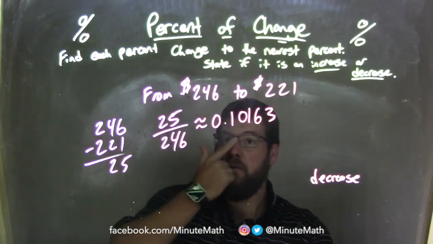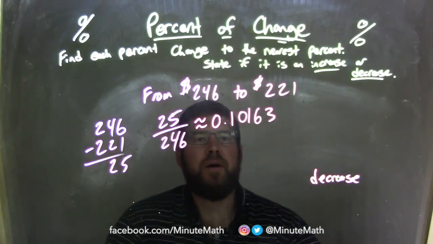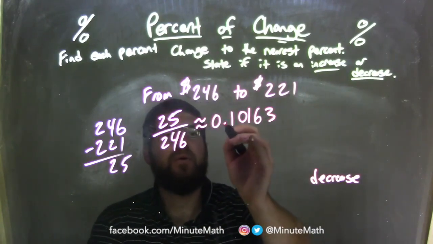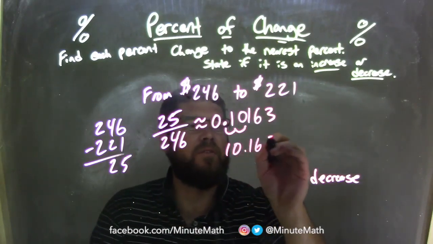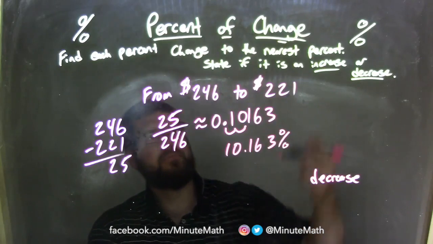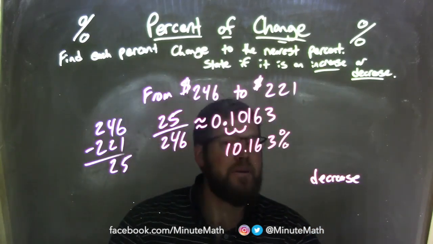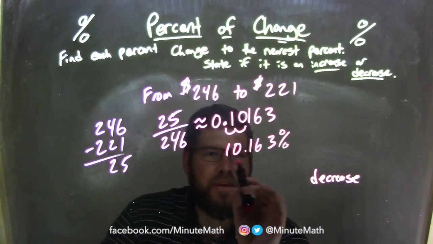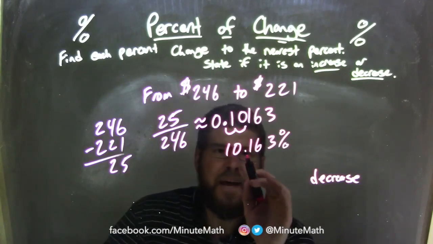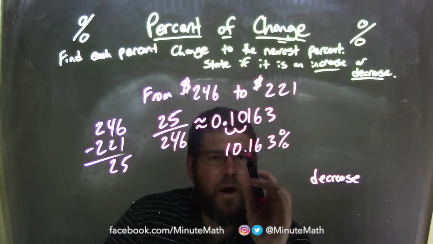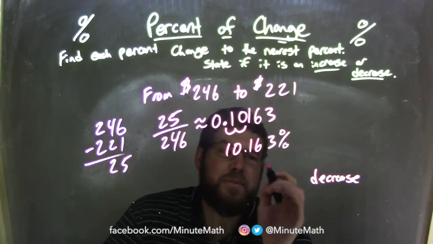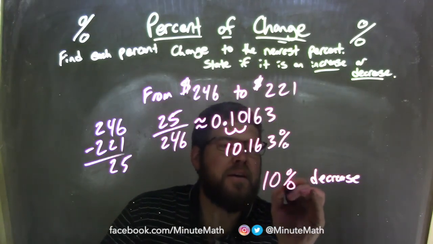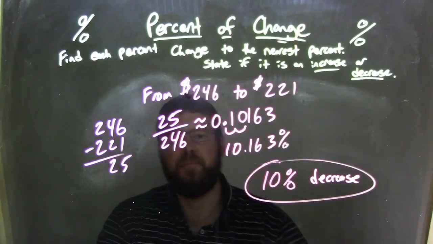Okay? So approximately 0.10163. Well, from there, what we need to do is decide how to move that to a percent. Well, we take that decimal and just move it 2 units to the right. We're left with 10.163%, but we're not done. That percent, we need to round to the nearest percent, right? Nearest percent is the whole numbers here. So 10.163%, well, that 1 affects the 0 right here. And since 1 makes it round down, that 10 just stays a 10. So we actually have a 10% decrease here. That's our final answer.